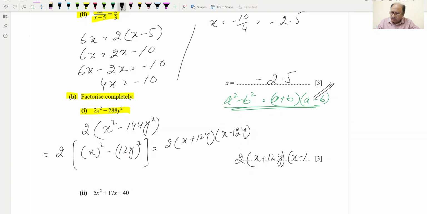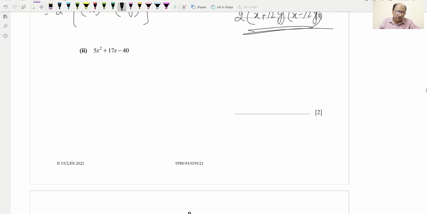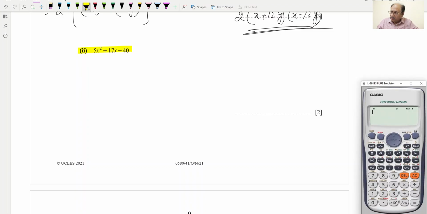This will be x minus 12y, and this is the final answer for 3 marks. Now this is an algebraic expression which we need to factorize, and to factorize these types of expressions we are using calculator mode 5-3. But keep in mind you have to provide the complete working, because this is a 2 mark question, you have to provide working also.